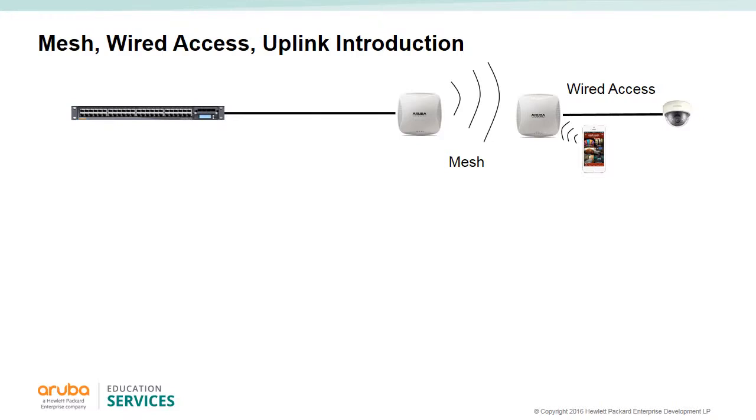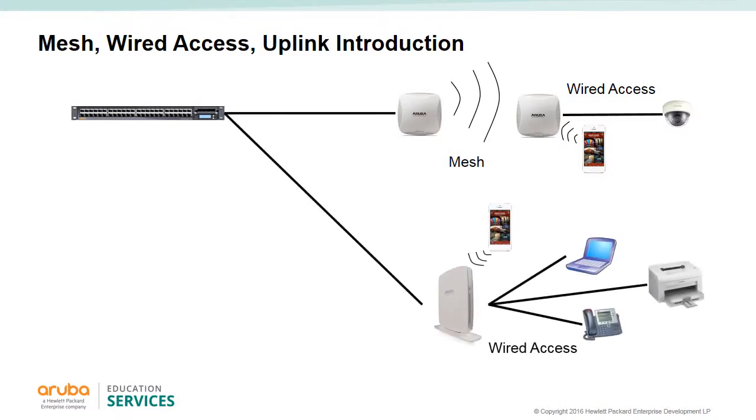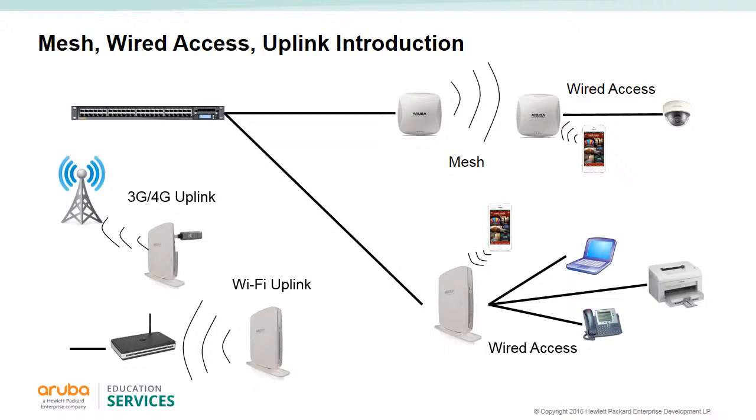Mesh allows the uplink to be Wi-Fi and not a physical cable. Wired access allows the configuration of Ethernet ports on the IAPs. If the IAP has only one port, then that port must be used as the uplink, unless the IAP is using Wi-Fi as an uplink. There are three choices for uplinks: Ethernet, 3G/4G, and Wi-Fi.